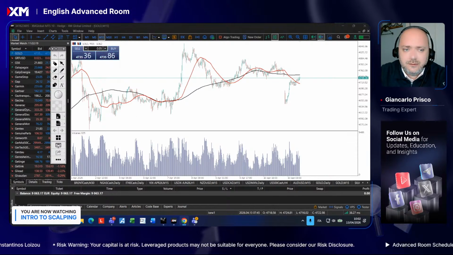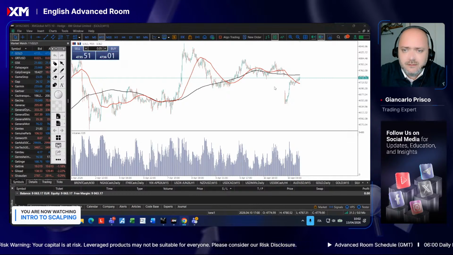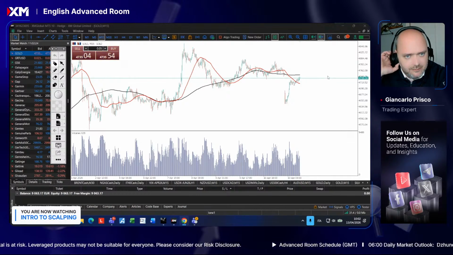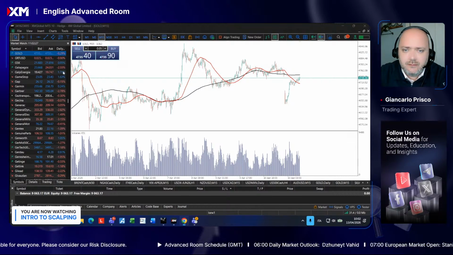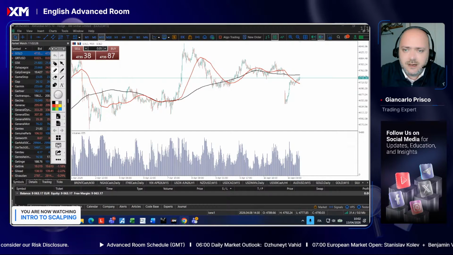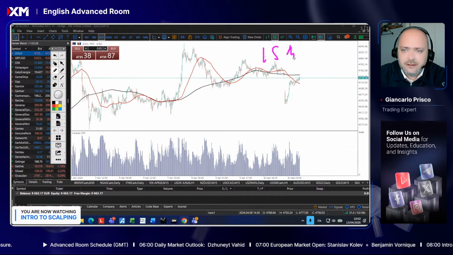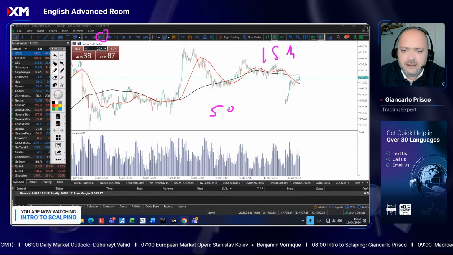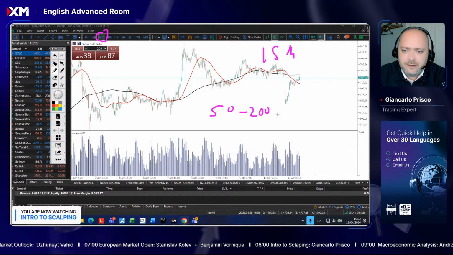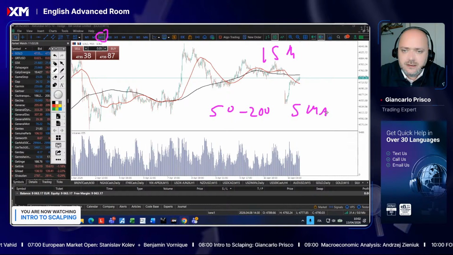Now let's start with the most important thing: how we can present the template. We are going to use two moving averages. We will start with the first one on the 50-minute chart. After that we use the 50 and 200 simple moving averages. The red one is the 50 and the black one is the 200.